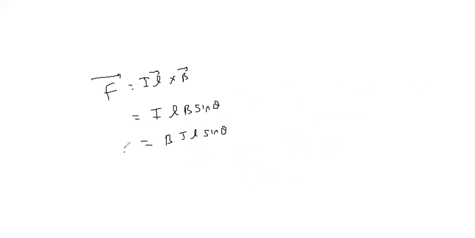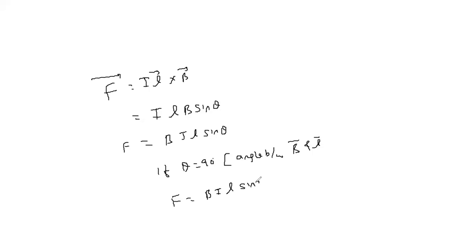It is the force experienced by the wire. If theta is 90 degree, what is theta? The angle between magnetic field and length. So F is equal to BIL sin 90. Sin 90 is 1. F is equal to BIL. It is the maximum force.